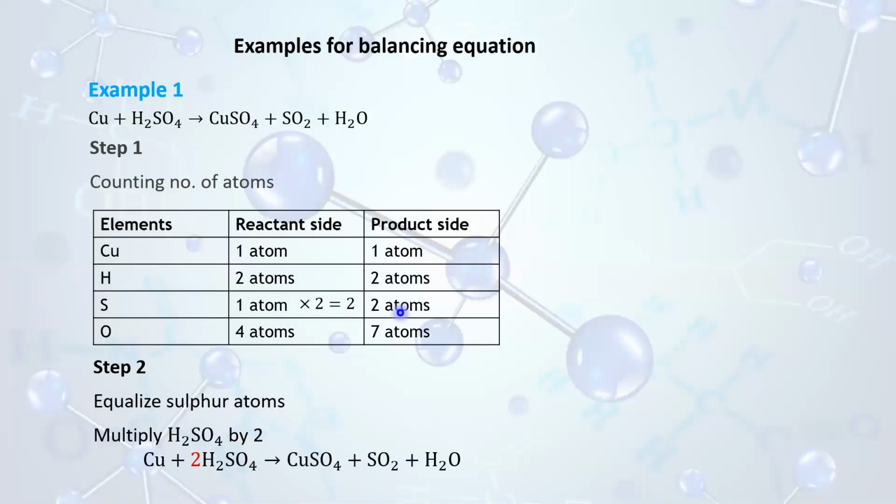That is 2 only. And what about hydrogen? After multiplying here, it became 4. So 2 into 2 equal to 4. And oxygen also changed. That is 2 into 4 equal to 8. On reactant side, 8 oxygen atoms. So our second step is also over. Move to the third step.